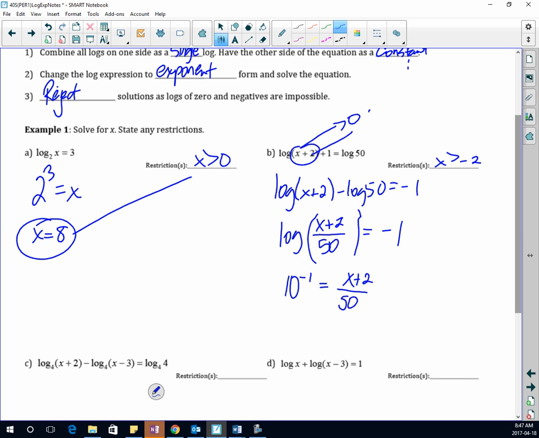Okay, I don't like 10 to the power -1, so what is that? 1/10 equals (x plus 2) over 50. Can everybody see I can cross multiply? 50 times 1 divided by 10 is 5. So 5 equals x plus 2. Move the 2 over. I get 3 equals x. Is that a legit answer? Yes.